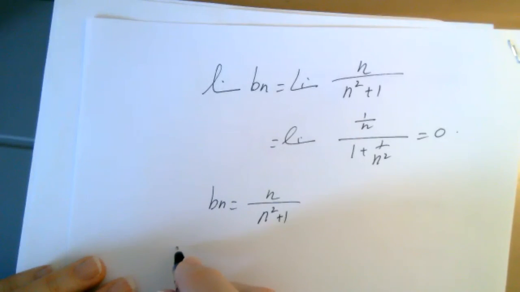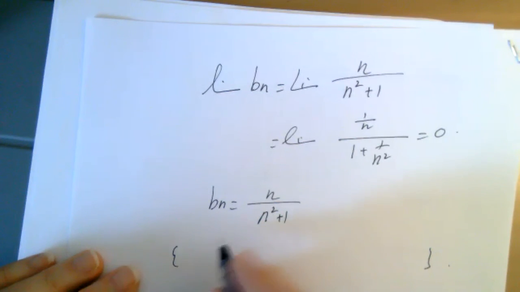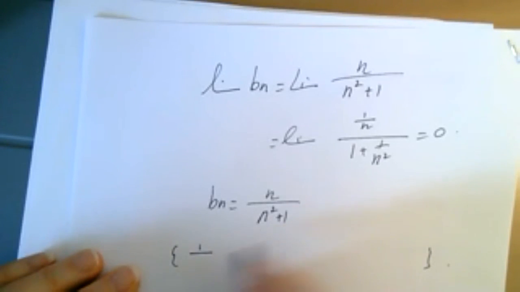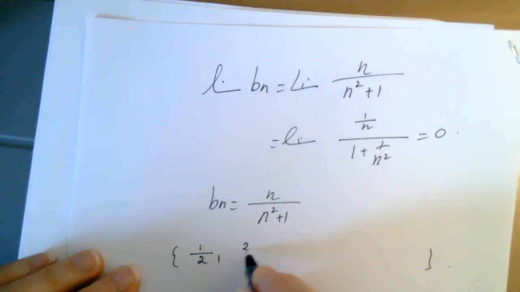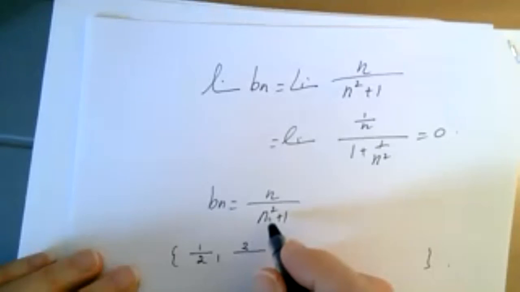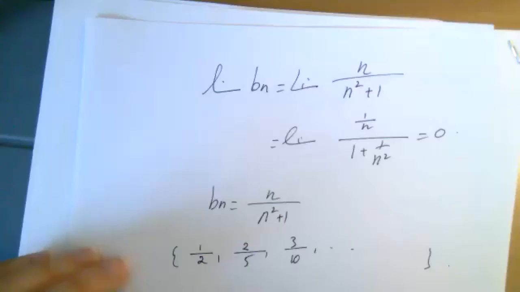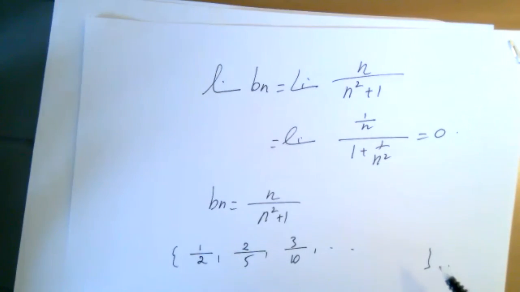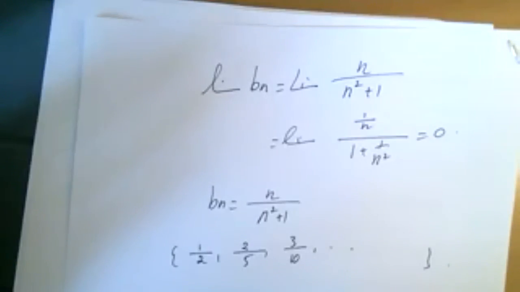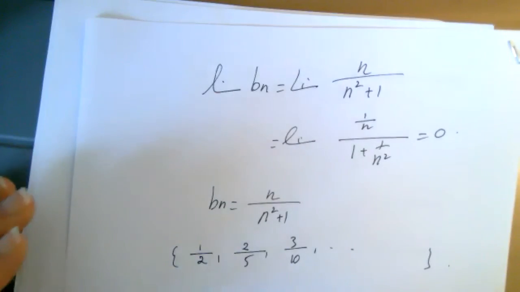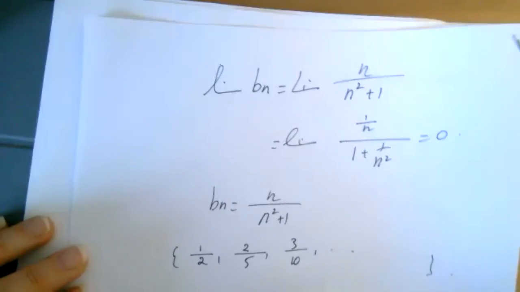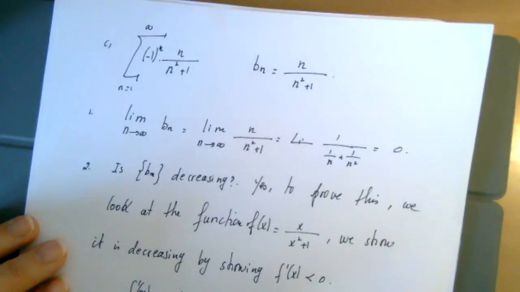If I take the sequence, it's not very clear. For n equals 1, 1 over 1 plus 1, that's 1/2. If n equals 2, I will have 2 over 5. 3 over 3 squared plus 1 is 3 over 10. So it's not very clear. I mean, it is going to be decreasing, but it's not very obvious how to show mathematically that it is decreasing. But there is a trick that uses calculus 1.